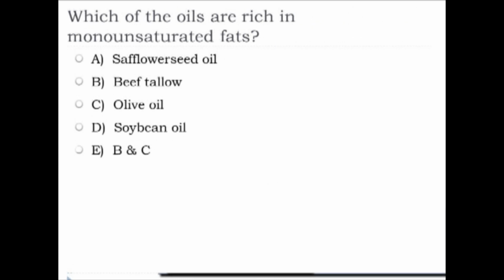Now for another oil question. Which of the oils are rich in monounsaturated fats? Pause here and select your correct answer. You will note that the correct answer is E, B, and C. So beef tallow, even though it has a lot of saturated fat, actually has a significant amount of monounsaturated fat. And of course, the oil that has the most monounsaturated fat is olive oil.